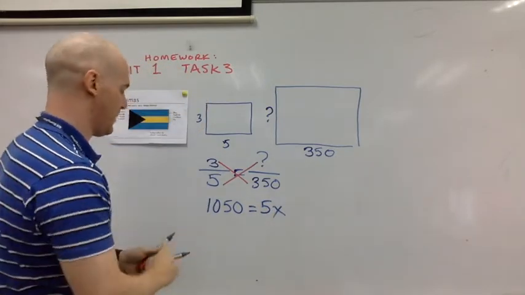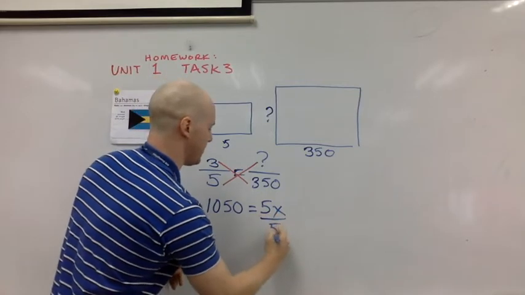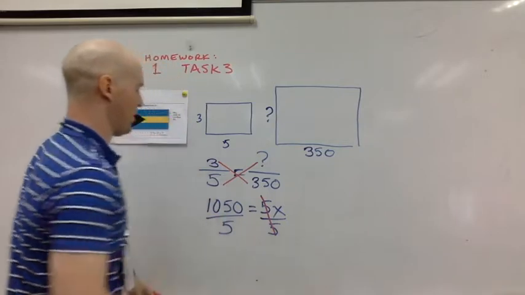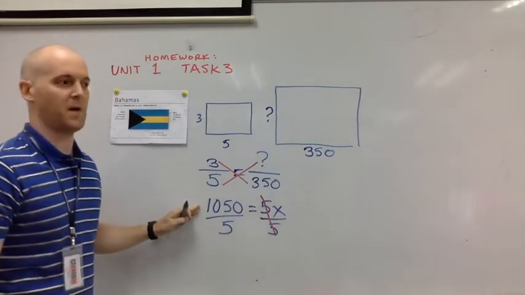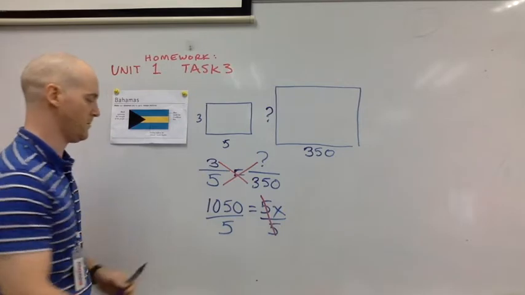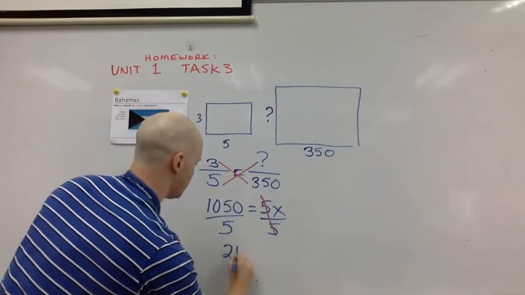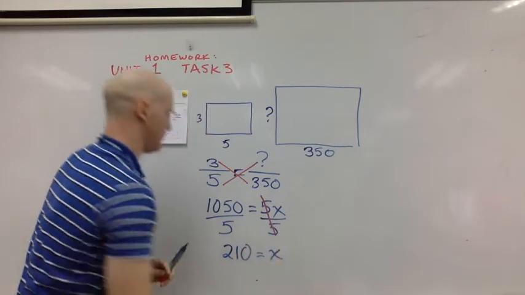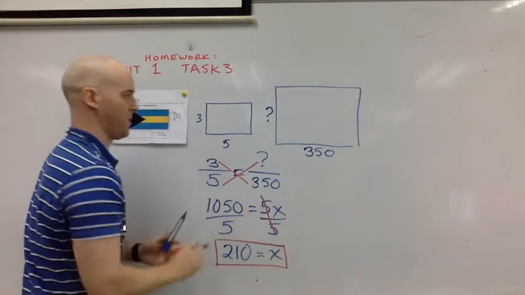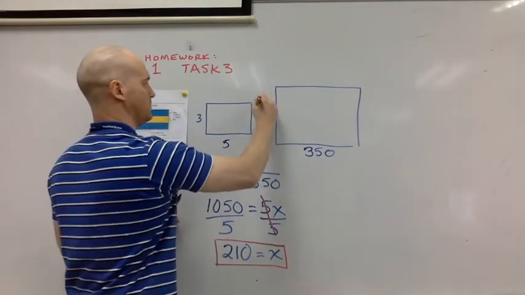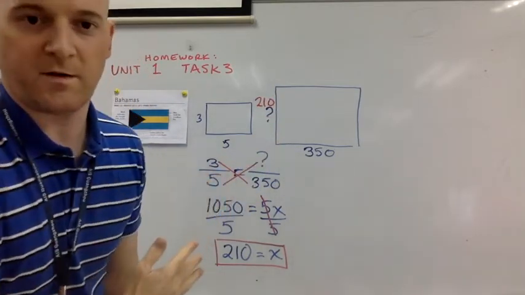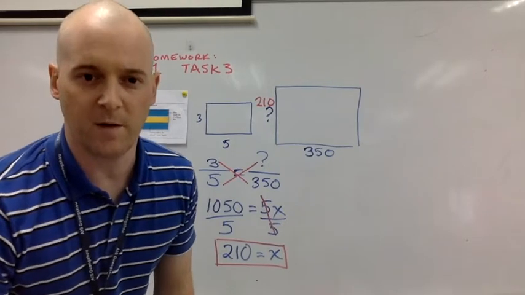Okay, so from here, let's just solve. Divide each side by 5. 1,050 divided by 5, how about 210? Okay, so 210 is my missing side. This is the way that you're going to solve the homework question that I'm about to give you.